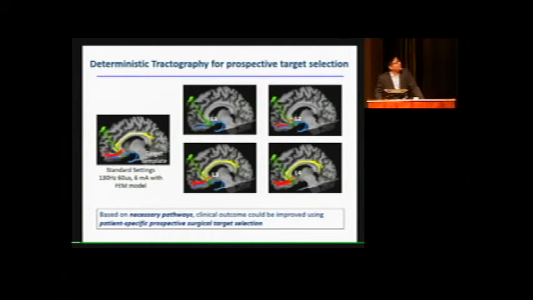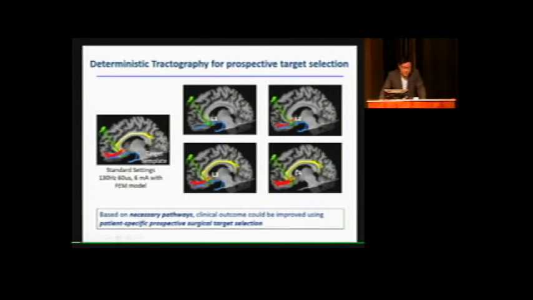Based on that, we can do prospective target selection using deterministic tractography. This is one illustration. With the standard setting, like 130 hertz and 6 milliamps, we can model this green ball and prospectively do the deterministic tractography. This illustration shows that if we stimulate here, we probably only catch the uncinate fasciculus. If we go up a little bit, perhaps we get forceps minor and uncinate fasciculus, but we're going to miss the cingulum. Go up a little bit more, and we can probably catch the ideal bundles. And too much, and we probably miss some bundles.